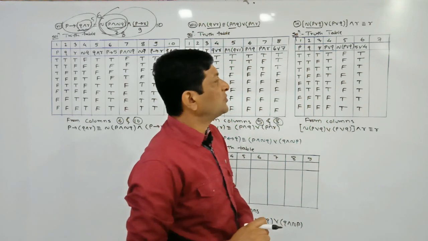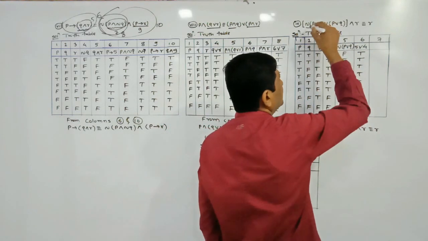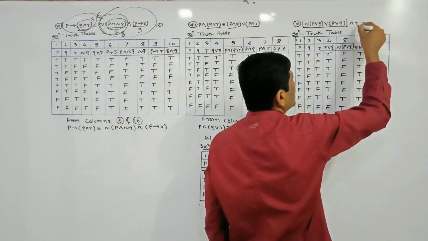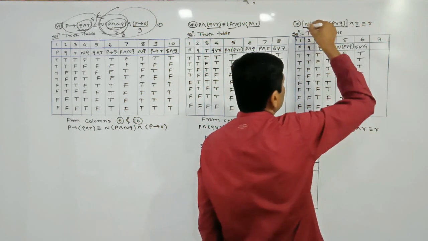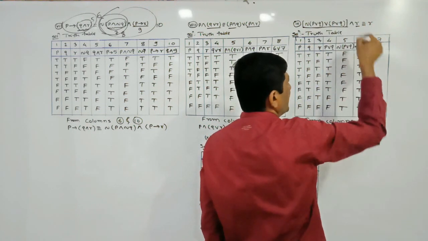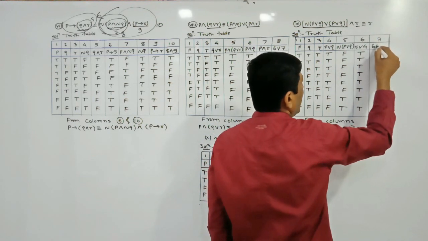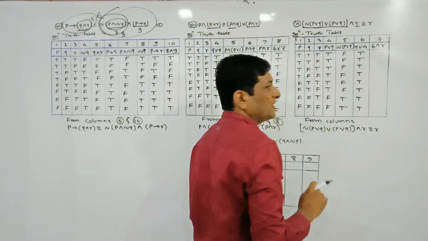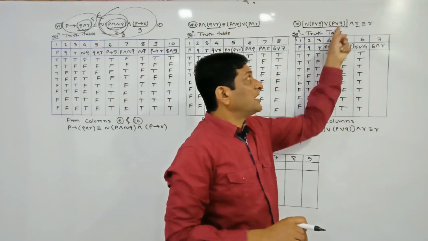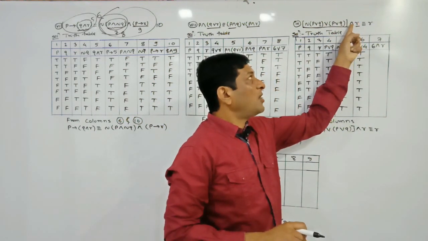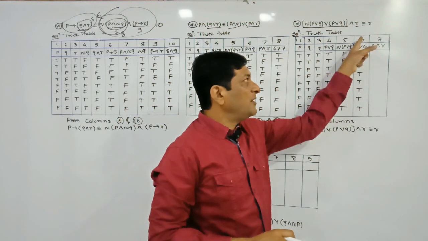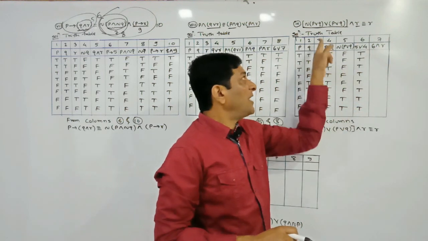Now we are connecting these two statements by AND. The truth value of this whole statement appears in which column? Column 6. We are connecting column 6 with what? AND R, isn't it? With this column 6 statement, AND R is connected by what? AND. So observe the truth value in column number 6 and the truth value of R.